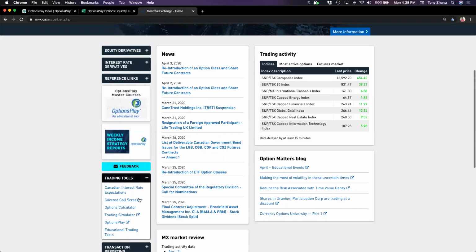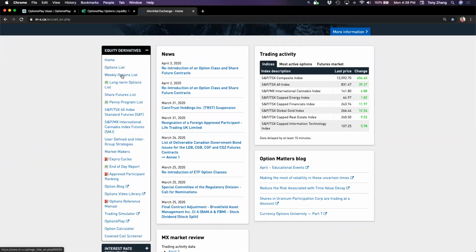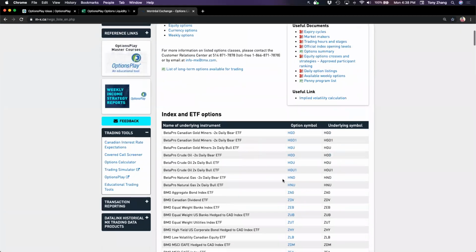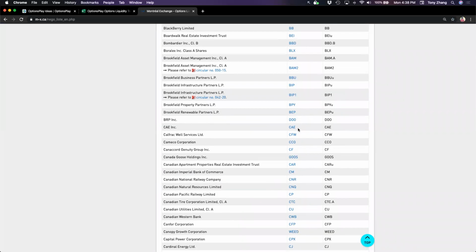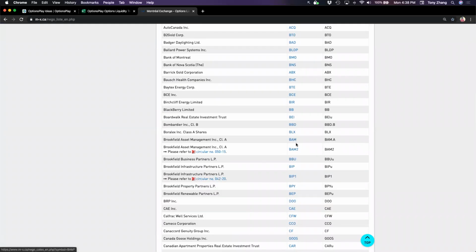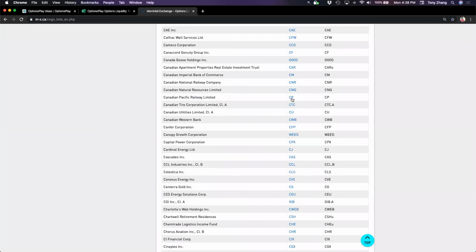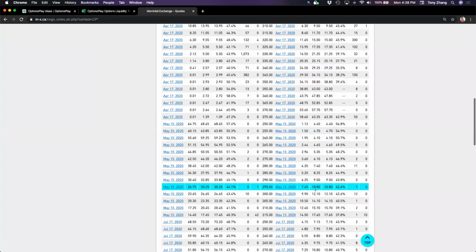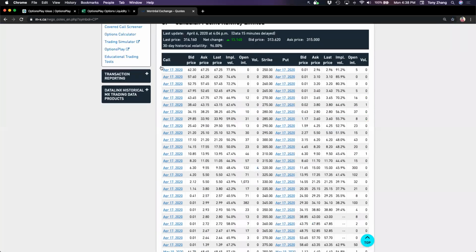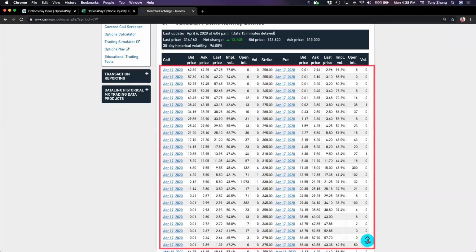And for those of you that are brand new to options trading, I'll show you what an options chain looks like. It's not a particularly fun user experience, right? I'm just pulling up an options chain so that you can see what I'm referring to. Let's do something like Canadian Pacific Railway. Here's an options chain. As you can see, here are the April options, with our calls on the left and puts on the right.